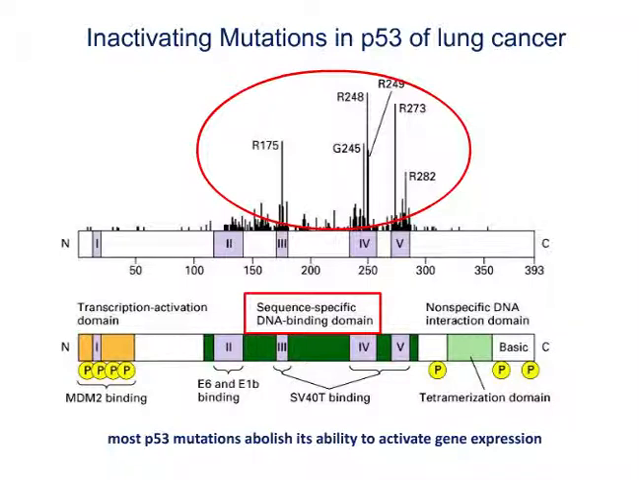Here, the length of each bar represents the frequency of a mutation at that location in p53. What becomes clearly obvious is that the great majority of these mutations affect its DNA binding domain. This suggests that the effect of mutating p53 on tumorigenesis is due to its ability to bind to DNA and alter gene expression.